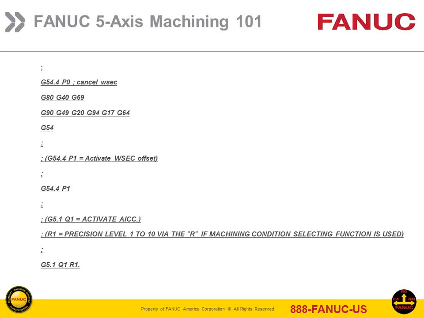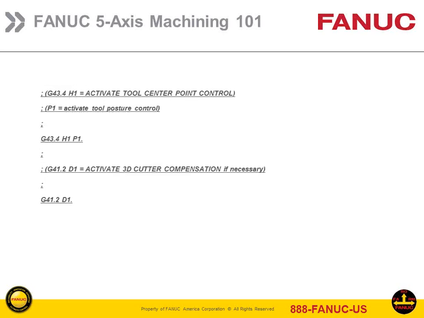Then the next thing you do, you activate AiCC. And the R word is the level of precision. So you have G5.1, Q1, R1. And again, we'll go deeper into that, but this is just a sample program.